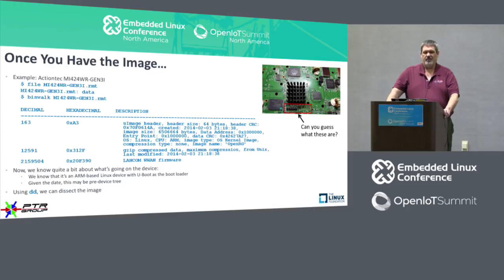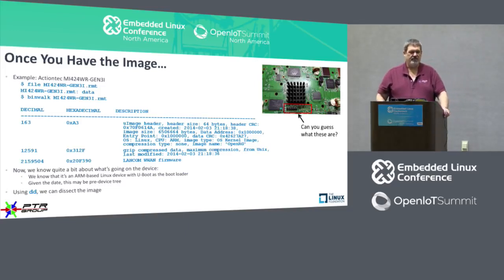Then we saw a gzip compressed data segment, which is probably going to be something like CramFS or some other sort of compressed file system. And then we found that there was a wide area network firmware interface sitting out there that, if we were really interested in going a little bit further, we would have dug into that LANCOM firmware interface to try and figure out what was in there. But we'll see that we didn't really have to get that far in order to be able to do some interesting stuff here.